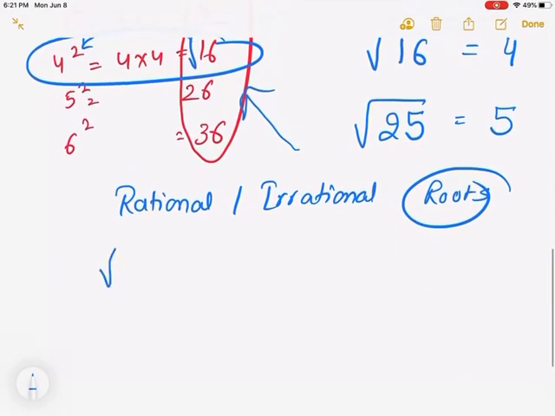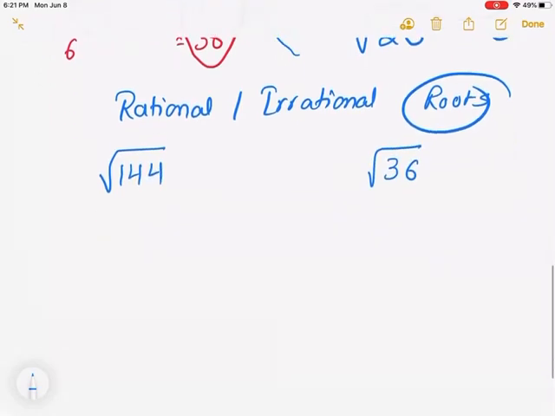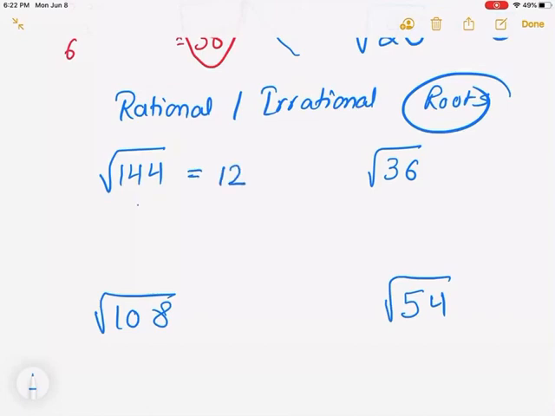Let's say I have a few examples like 144, square root of 36, square root of 108, and square root of 54. 144, is it a perfect square? Yes. What is the number? 12 times 12 gives you 144. So if the number inside the radical is a perfect square, it is a rational number.